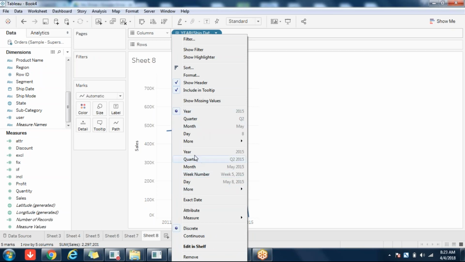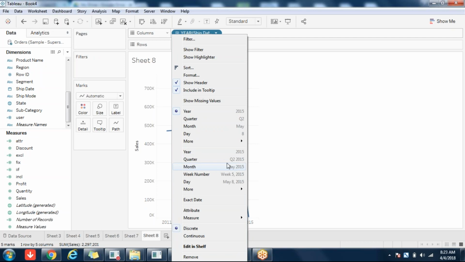Year, quarter, month. What is the difference? You see here, there is no year here. It is only quarter, only month, only year. It is quarter and year, month and year. So here it is only aggregated values, discrete values. Here it will show detailed values.